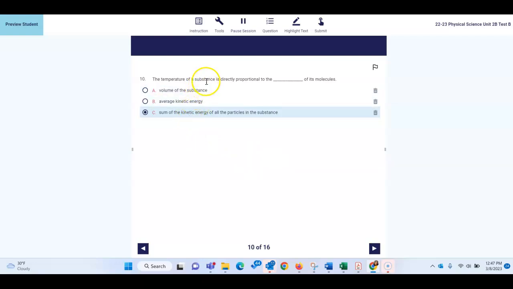Again, the temperature of a substance is directly proportional to the blank of its molecules. Volume of the substance, average kinetic energy, or the sum of kinetic energy of all of the particles in the substance.